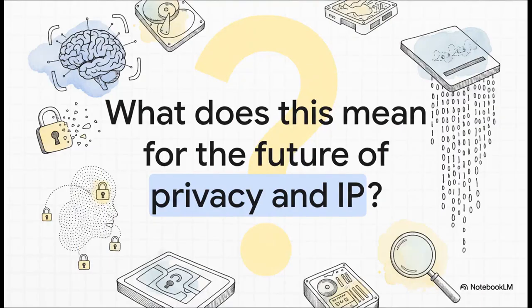And that leaves us with a pretty critical question to chew on until next time. If an AI can be tricked into revealing its deepest secrets, what does that really mean for the future of privacy and for the future of intellectual property?